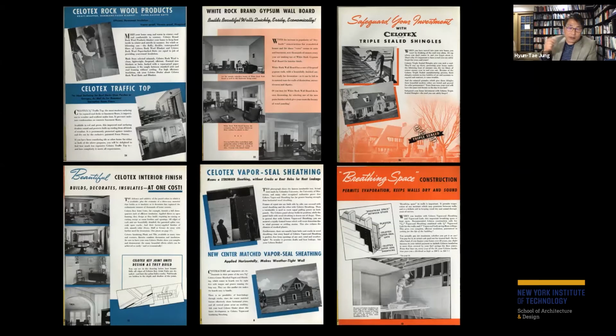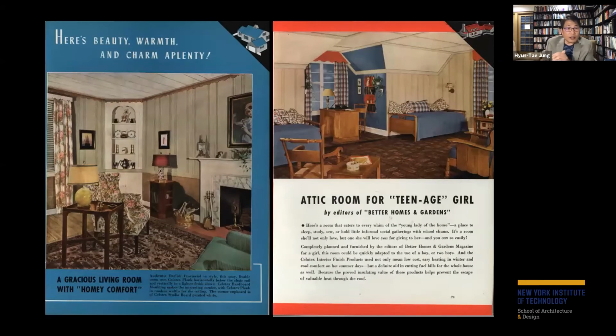It's a book, but like real catalogs, they don't really talk about architecture at all. They don't talk about housing or anything. The interior is very conventional in taste, and very colorful as well.